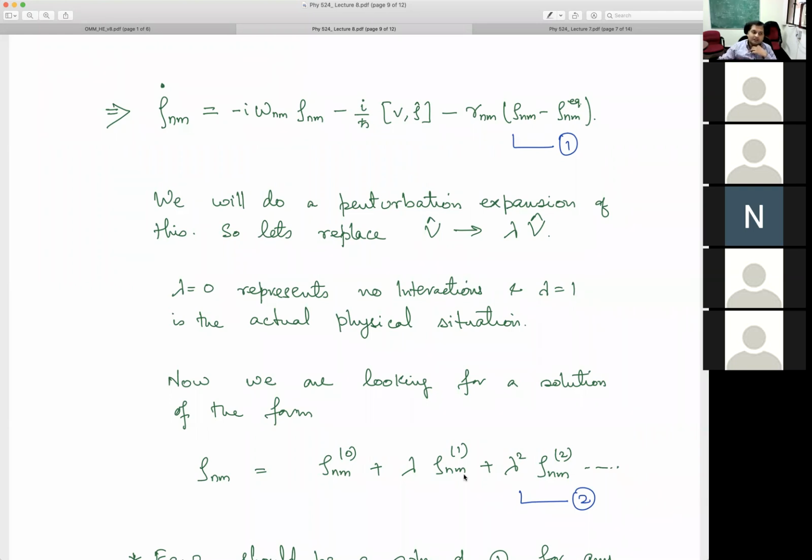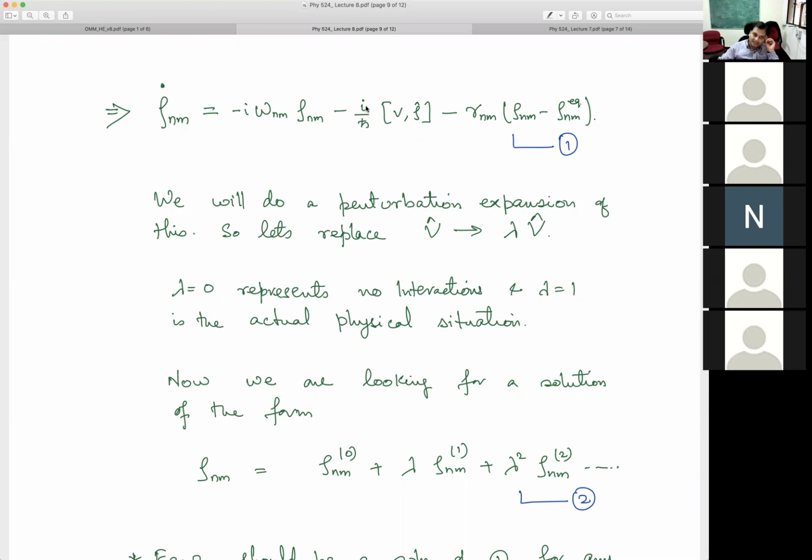On the left hand side, I'll start getting rho dot 0 plus lambda rho nm1 dot plus lambda square rho nm2 dot. So I'll get a series in lambda on the left hand side. On the right hand side also, I'll start getting a series in lambda. So rho nm, for example, I'll get the same series: rho nm0 plus lambda rho nm1 plus lambda square rho nm2.